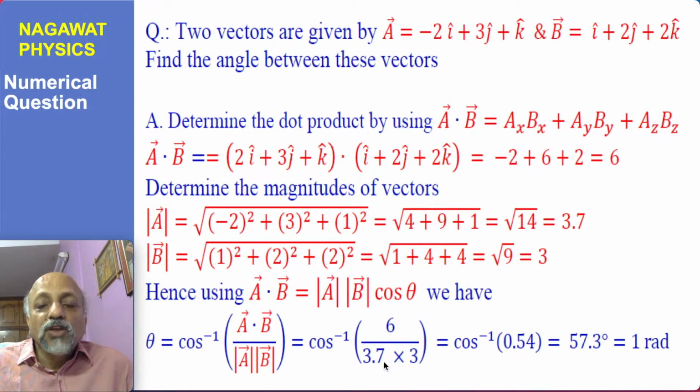I substitute the three values obtained earlier in this problem, 6, 3.7 and 3. So 6 divided by 3.7 into 3, you work it out, and then you find that this is cos inverse 0.54. And cos inverse 0.54, you can check from the tables, it is 57.3 degree or 1 radian. So these two vectors which are given here are subtending an angle of 1 radian or 57.3 degree with each other. So you find that dot product is a useful operation in determining the angle.